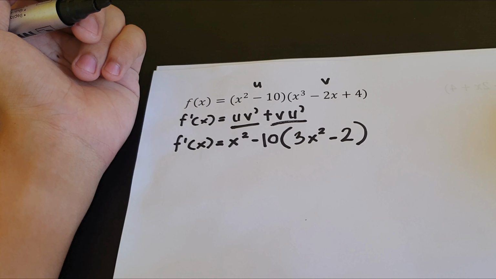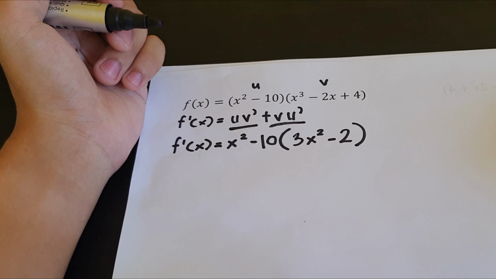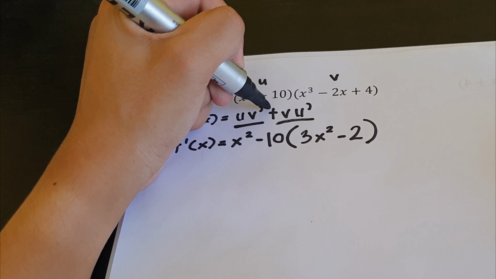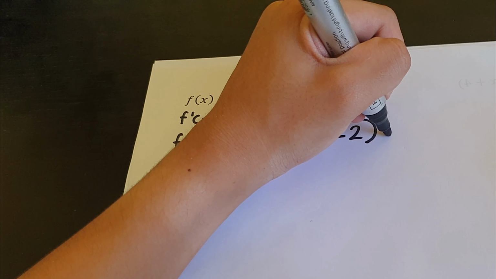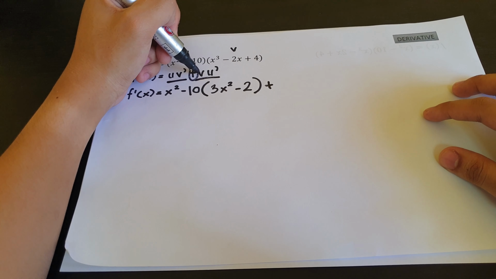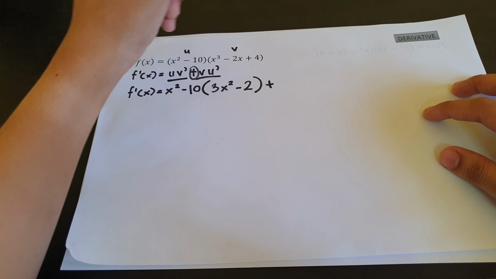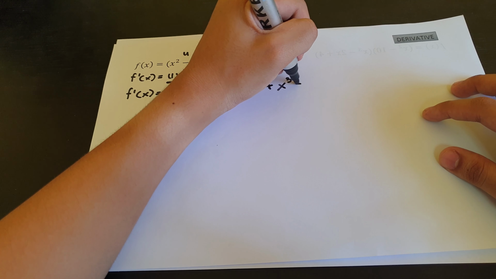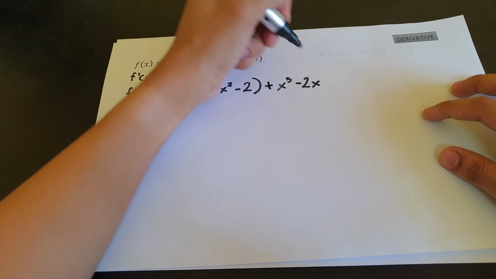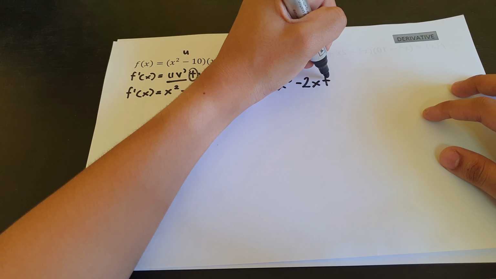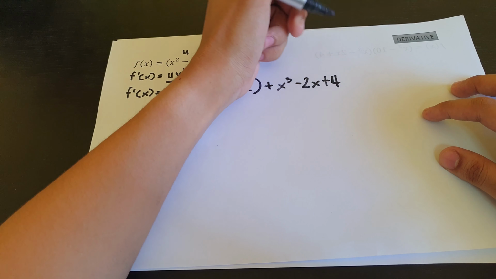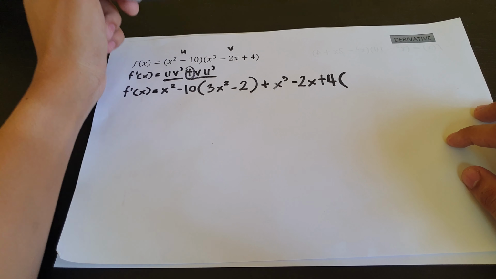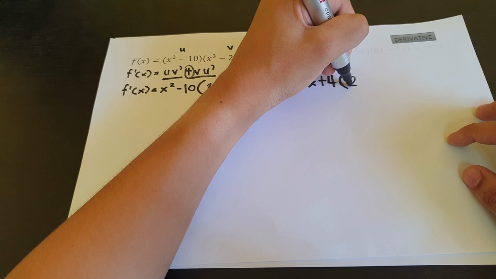Now, let us move on to the next part of the product rule, which is v times the derivative of u. Don't forget the plus sign. The quantity of v is x cubed minus 2x plus 4, times the derivative of u, which is 2x.